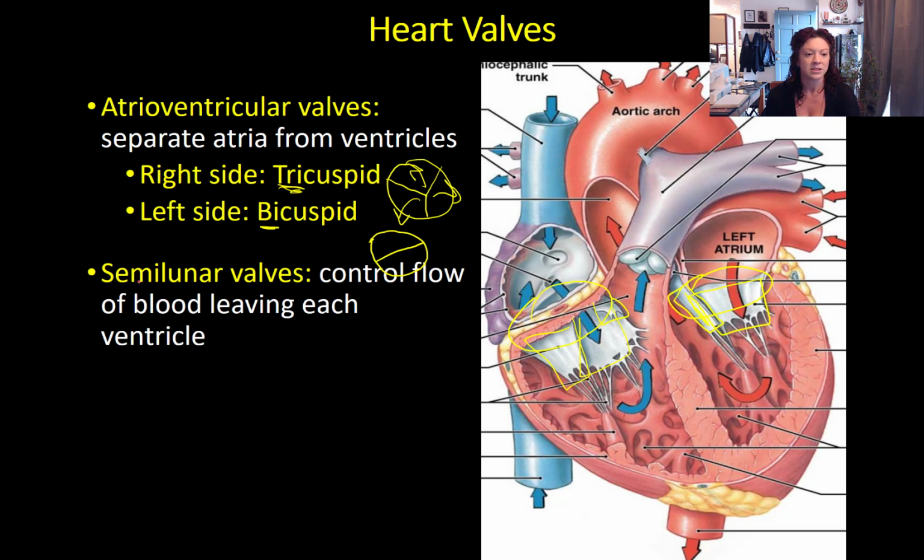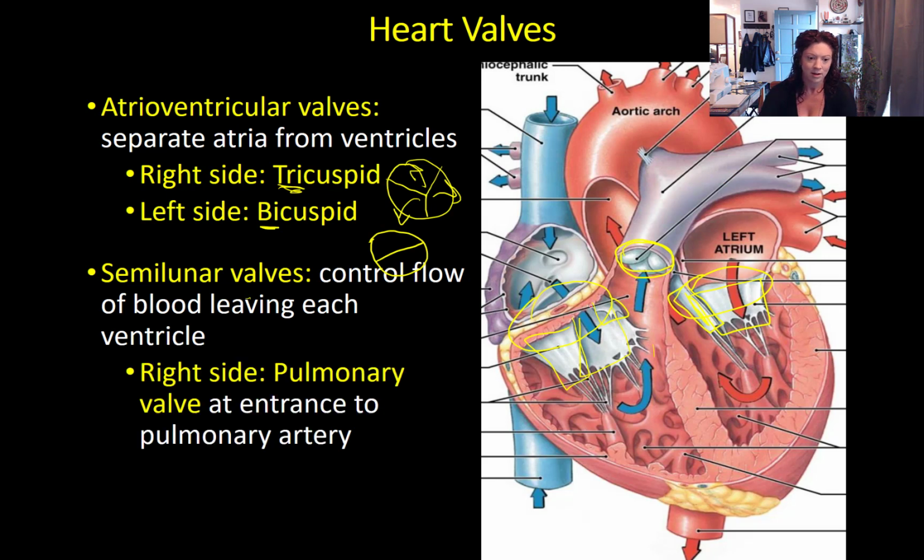Now we're going to talk about the semilunar valves. Semilunar valves are connected to the ventricles, and they control the flow of blood leaving each ventricle. So remember, you've got your right ventricle here that's sending blood to the lungs. It's going to be sending blood out through this valve that is separating the ventricle from the pulmonary artery. That's called the pulmonary valve. Nice and easy to remember. It's the valve that regulates blood flow to the lungs, pulmonary.